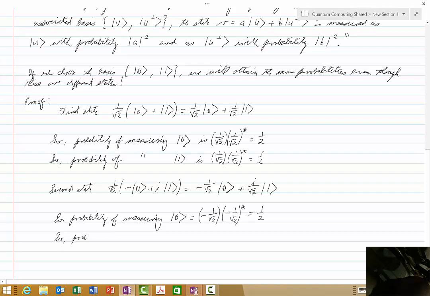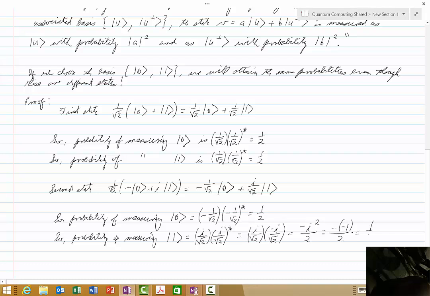and the probability of measuring 1 is going to be equal to this number, i over the square root of 2 times the complex conjugate of i over square root of 2, which of course gives us i over square root of 2 times minus i over the square root of 2, which gives us minus i squared over 2, which is minus of minus 1 over 2, which is 1/2.